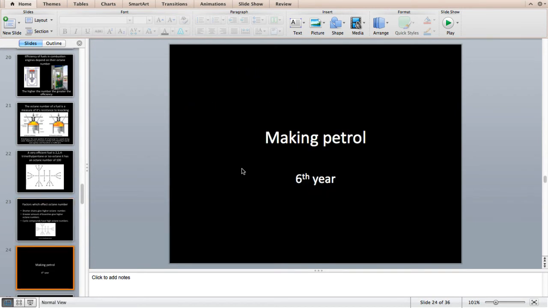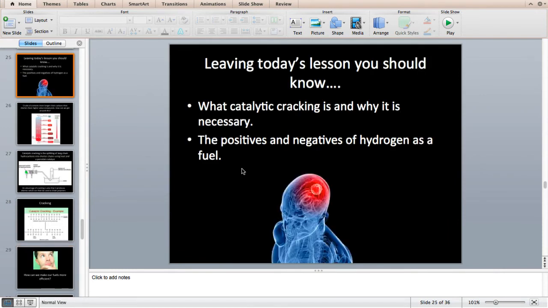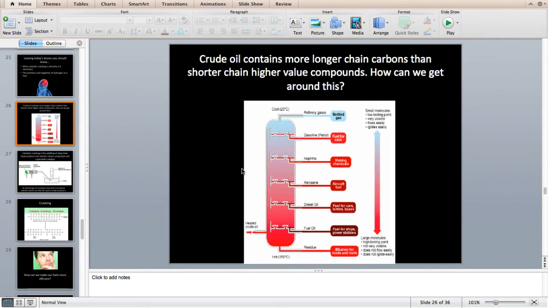Now we're going to talk about making petrol. Girls, you should know what catalytic cracking is and why it's necessary, and you should know the positives and negatives of hydrogen as a fuel. Crude oil, like I said, contains a mixture of lots of different chains. So you've got long chains and short chains. Unfortunately, there's lots more long chains present in crude oil than short chains, and short chains are the ones that are valuable, they're the ones that we want.